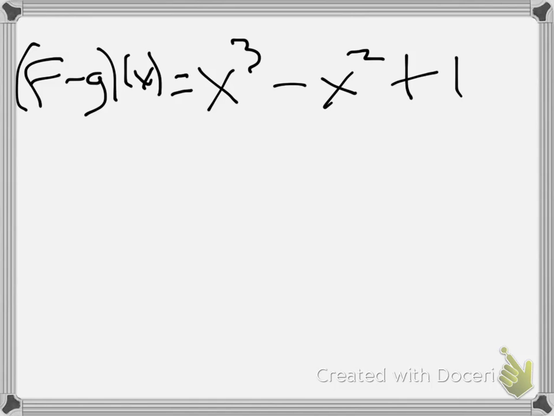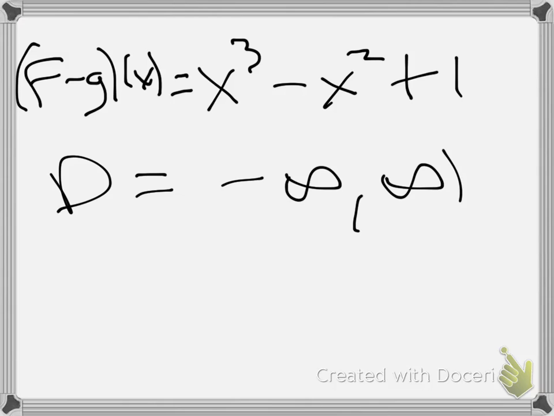So f minus g is what we call the new function. And so its domain is all reals. And so for interval notation, we just write minus infinity to infinity. Okay, so that was part B. Now for part D, we're going to divide the two.